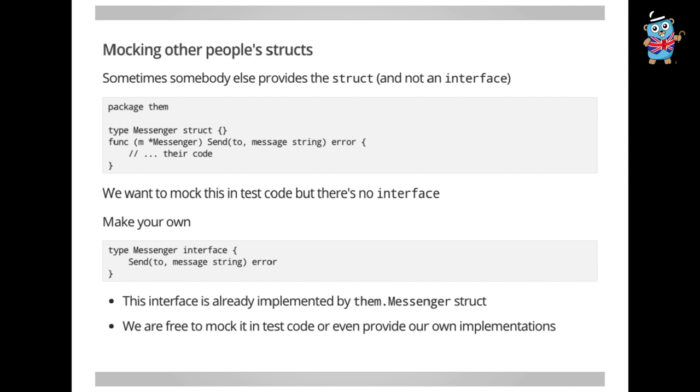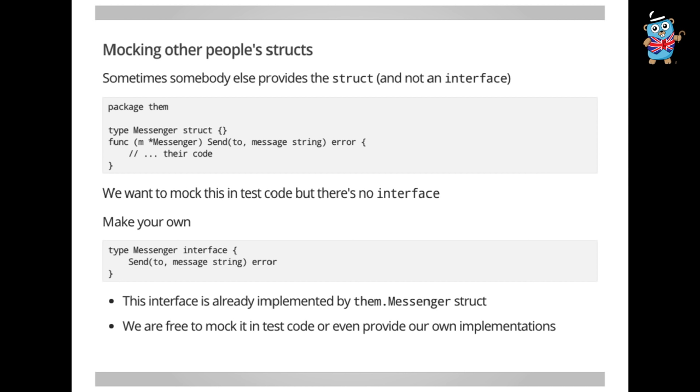But don't despair, because you can make your own interface. You already know what the methods are that you're going to be working with. So you can just make your own. And since there's no explicit implementing interfaces in Go, it's a sort of duck typing. It's called structural typing. They don't even have to know that you've done this.